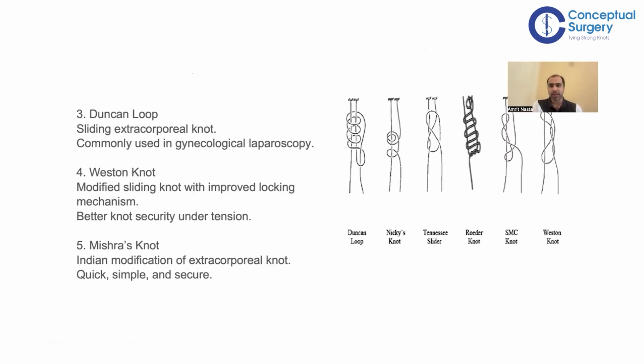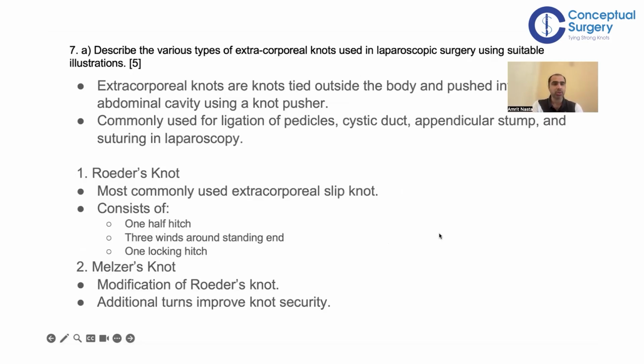And the other is the Melzer knot, which is a modification of the Roeder knot where you take more throws. At least these two you should be able to illustrate, right? Other knots, at least you should know the name. There is a Duncan loop used in gynae, a Weston knot, Mishra knot, Tennessee slider. So these are the other ones that you should know. Obviously, understanding and reproducing these illustrations will be difficult, but definitely Roeder. And if you add more curves on it, it will become the modified Roeder or the Melzer knot. These two, if you illustrate, still you will get at least 3 to 4 marks in this question.